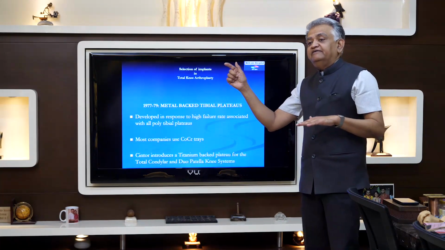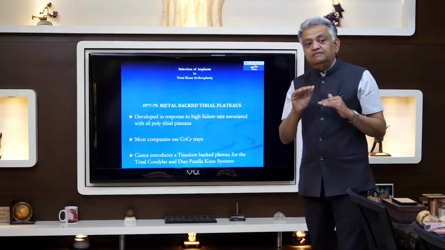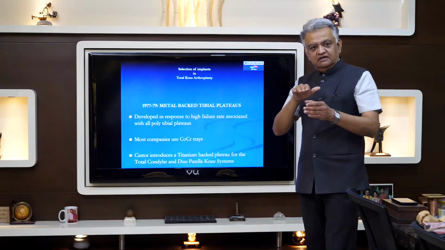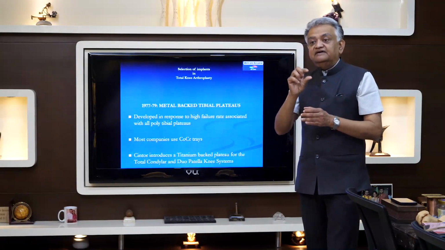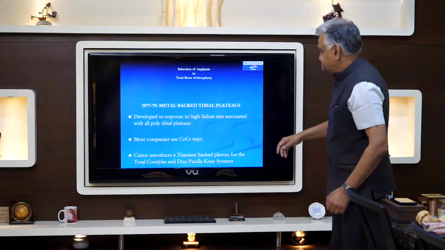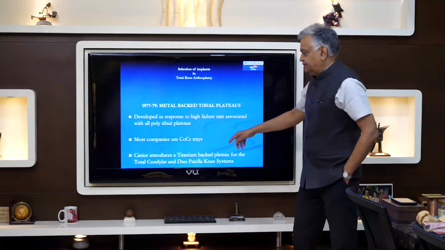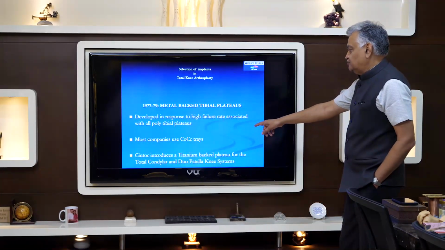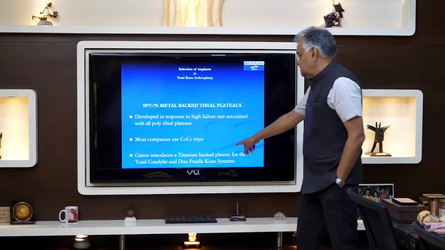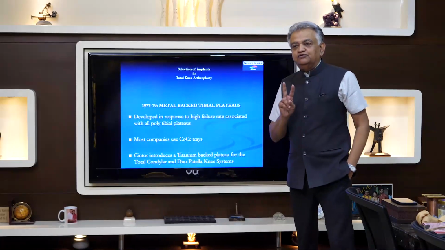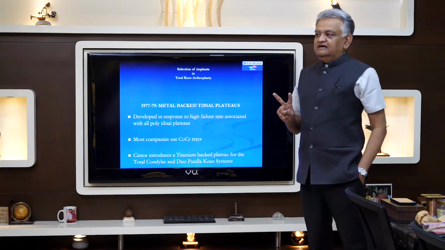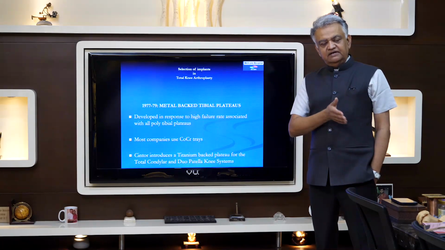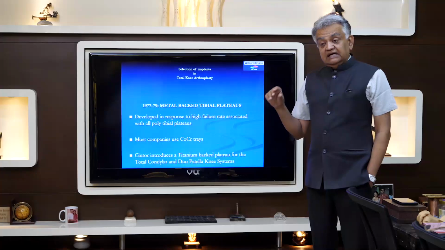And that's how Iftikhar and David Murray took the advantage of the introduction of a metal tray and came up with the idea, then why don't we provide modularity so that you can adjust the thickness of your insert right up to the last point. So that's how it came into existence. Most companies use cobalt chrome trays. Syntol introduced a titanium backed tibial plate. So today your metal trays are broadly classified into either a titanium backed metal tray or a cobalt chrome.